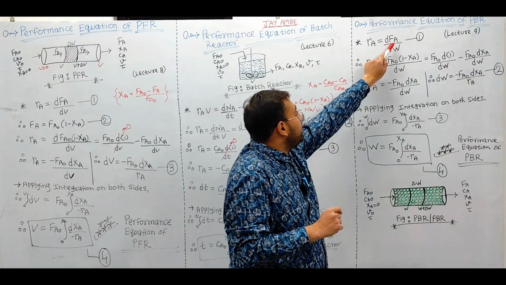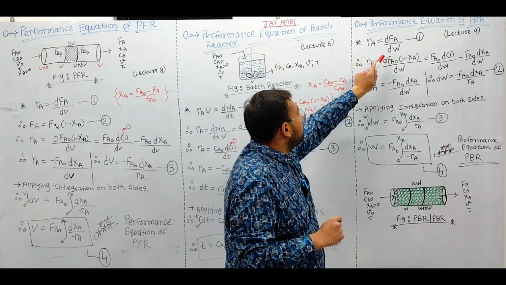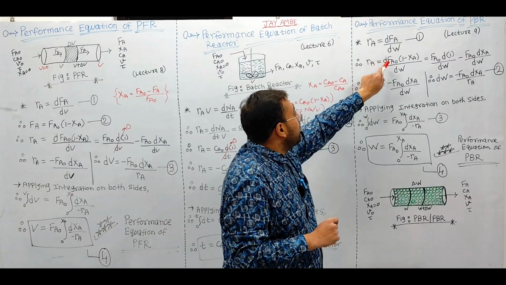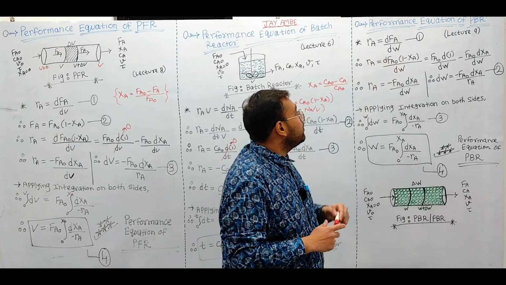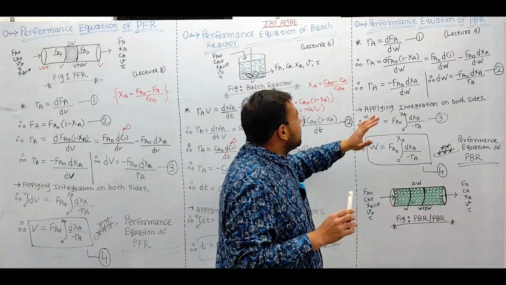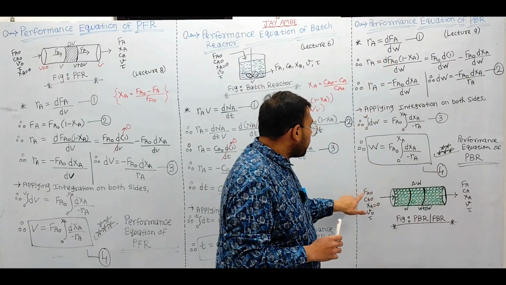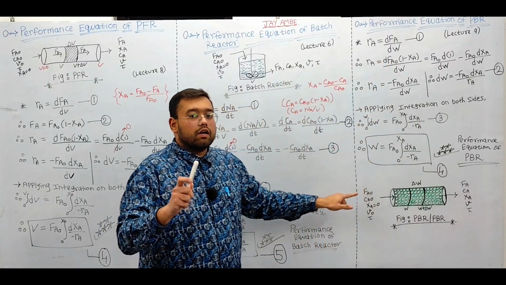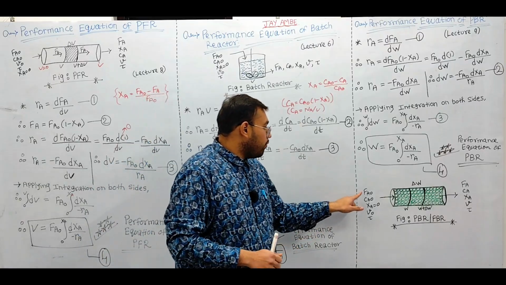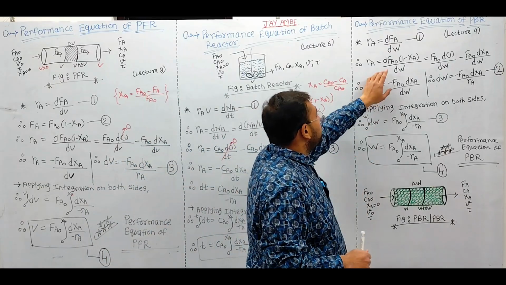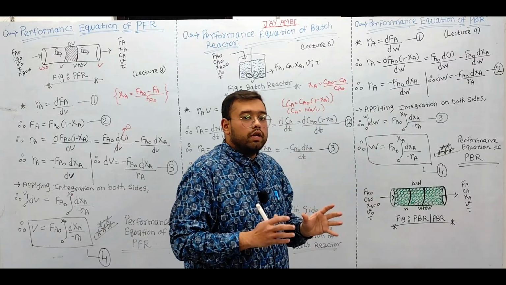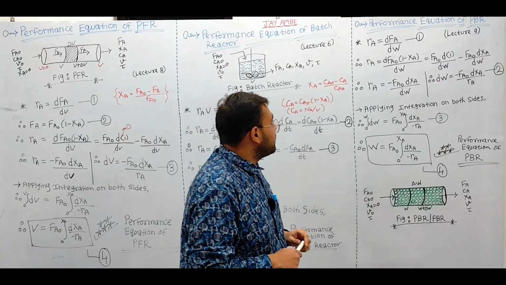So we'll put the Fa value here. So Ra is equal to d[Fa0(1 minus Xa)]/dW, right? Now, similarly, the Fa0, the initial molar flow rate, is constant. Due to that, we are taking the initial molar flow rate out of the differentiation.